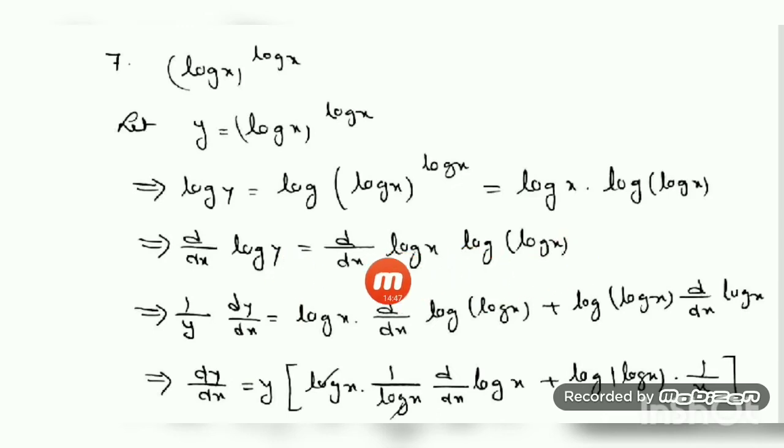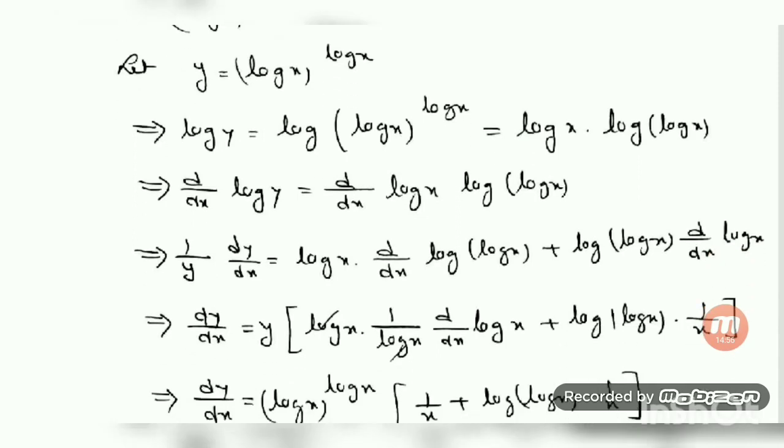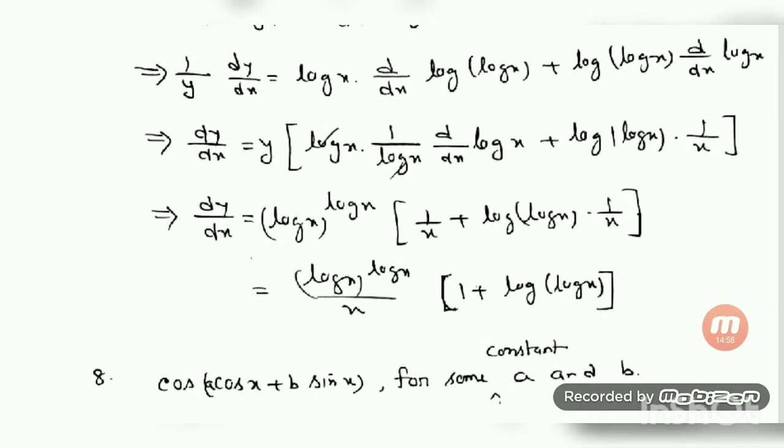Here you have to use the product rule. This is the first function, this one is the second function. So log x d/dx of log x plus log of log x d/dx of log x. Hope you understand it. We have done so many questions of this type, is it not? So for dy/dx, this y we bring to the right side. Log x, d/dx of log x: think of log x as x, and the log formula can be applied. 1 by log x into d/dx of log x, because you have considered log x as x. Then log of log x and the derivative of log x is 1 by x.